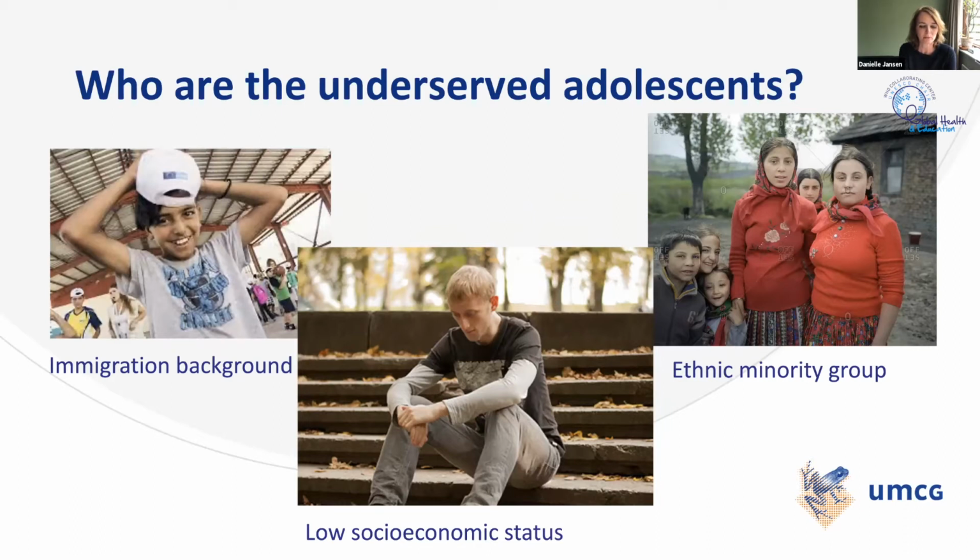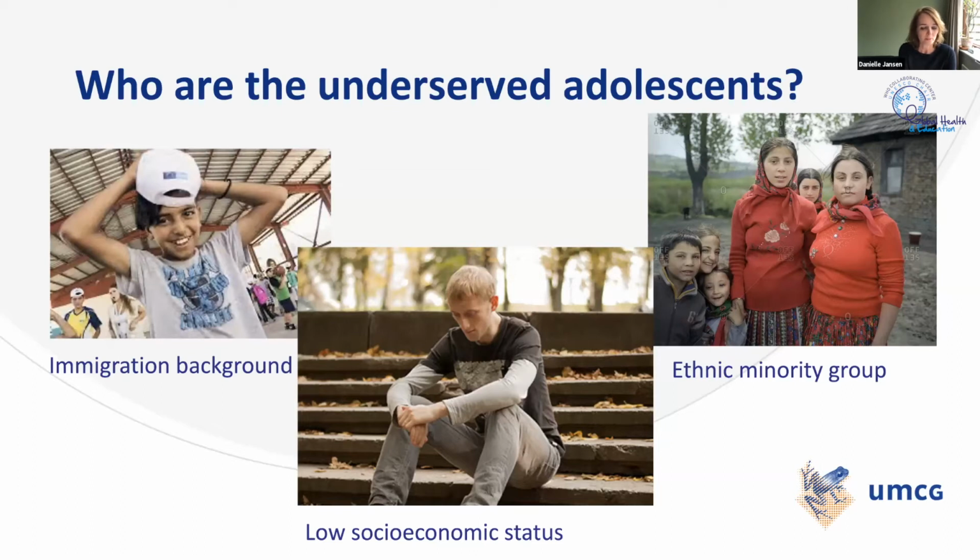For example, the 1st and 2nd generation adolescent migrants in the Netherlands, which means that they are born abroad or born in the Netherlands and having at least one parent that was born abroad. Second, adolescents with a low socioeconomic status. And third, adolescents from ethnic minority groups such as the Roma in Central Europe. And in her presentation, Susan already mentioned the indigenous population.